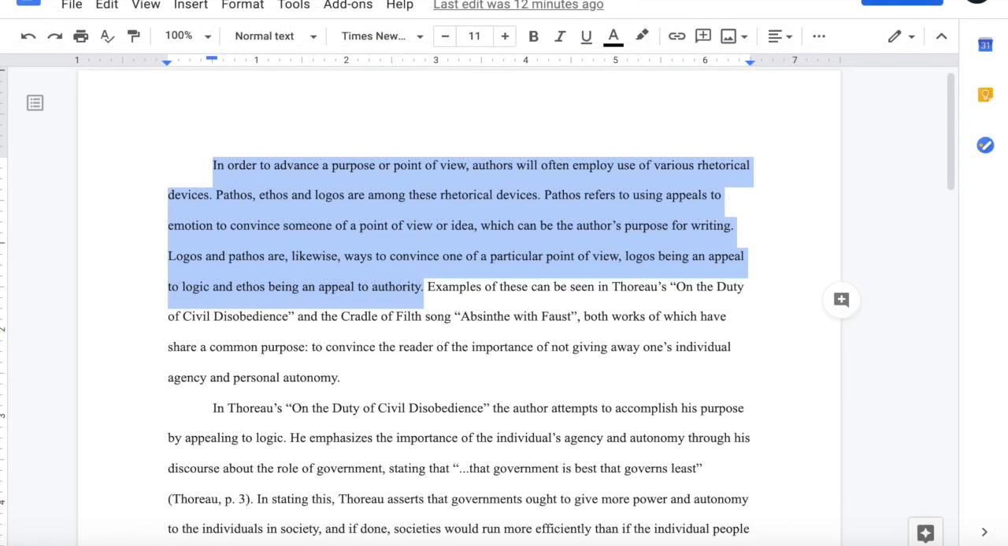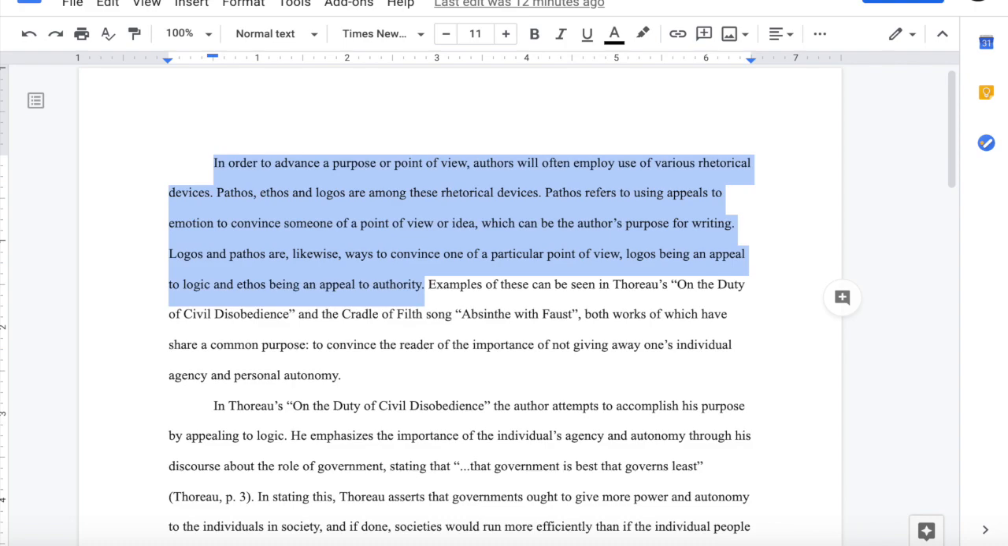You may have stated that in the first sentence I introduced the topics purpose or point of view and rhetorical devices. Those are indeed two things that we will be discussing in our response, and I make the relationship between those things clear because I state that rhetorical devices are the things that the author uses to advance his or her point of view or purpose.